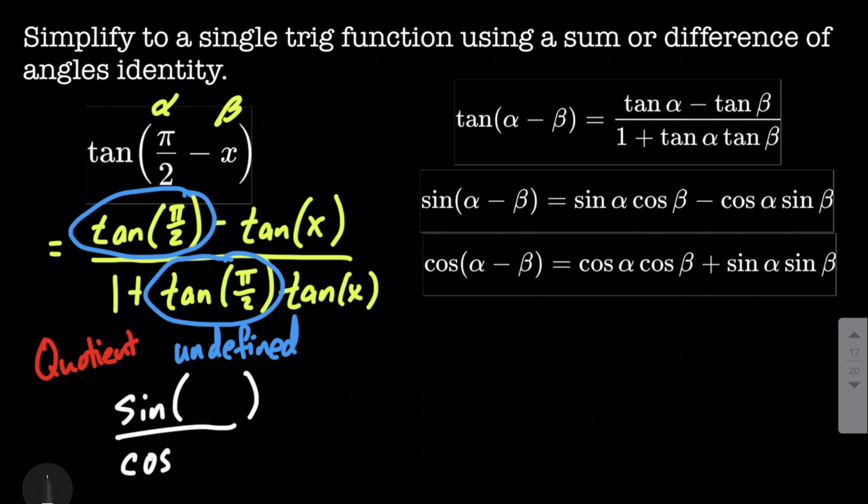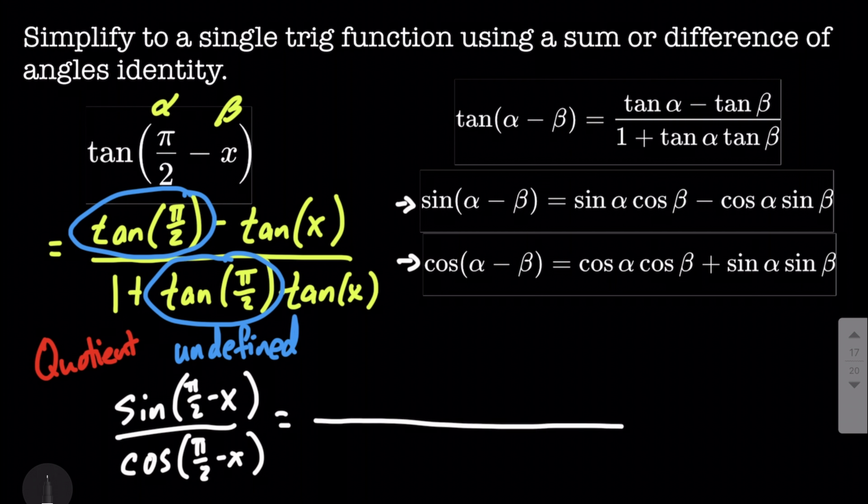So as we do that, we're going to get sine of pi over 2 minus x over cosine of pi over 2 minus x. Well, we have different formulas for sine and cosine. The difference formulas over on the right-hand side, looking right here and right here. So let's think about plugging in using those formulas.